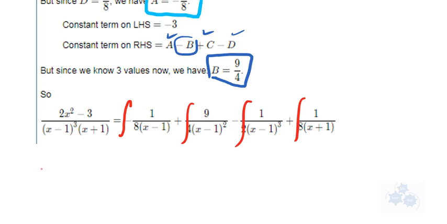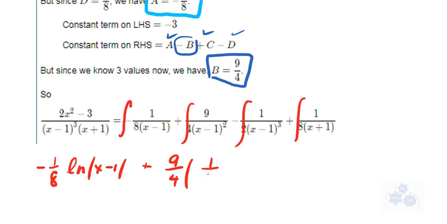So this is going to be, what is this going to be? Negative 1/8. Help me out here. Natural logarithm of x minus 1? Yeah. Okay, this one's going to be what? Negative 9 over 4. Okay, so it's going to be 9 over 4 times the integral of this is going to be what? 1 over negative 1 times x minus 1?